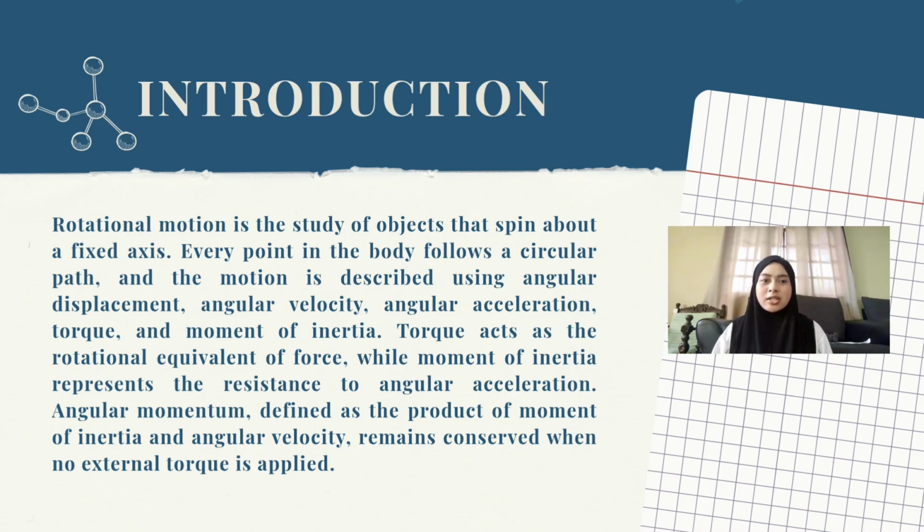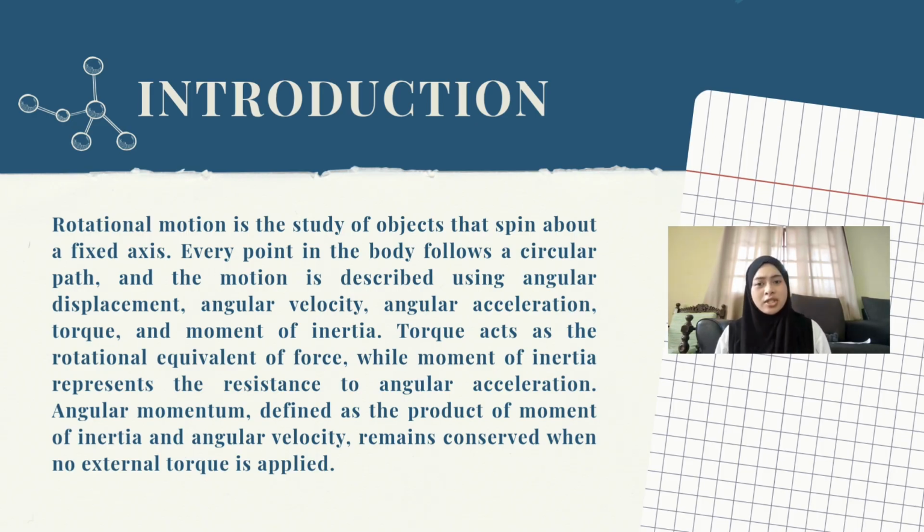Rotational motion is the movement of an object that spins around a fixed axis. Every point on the object moves in a circular path. To describe rotational motion, we use several important concepts such as angular displacement, angular velocity, angular acceleration, torque, and moment of inertia. Torque is the rotational equivalent of force because it causes an object to rotate.